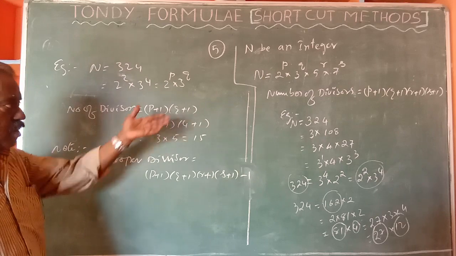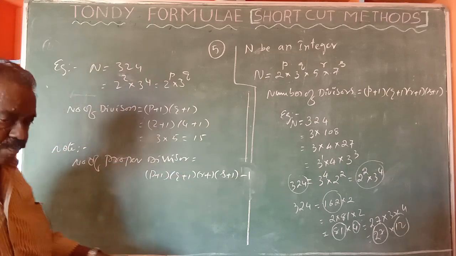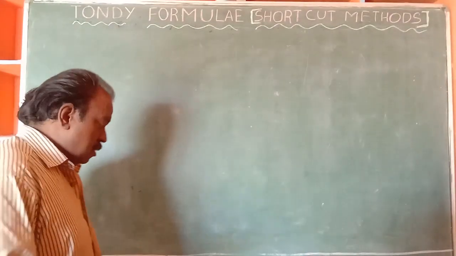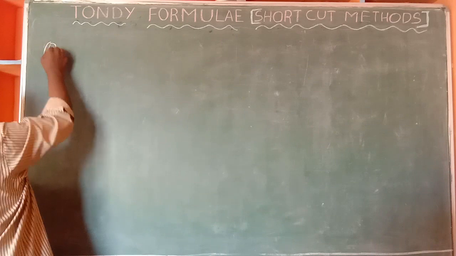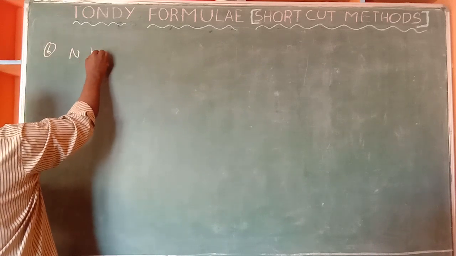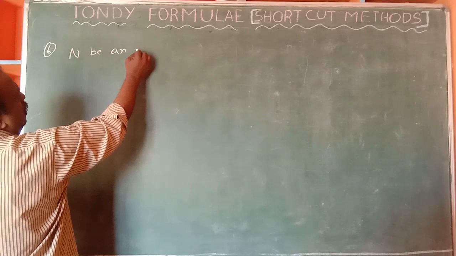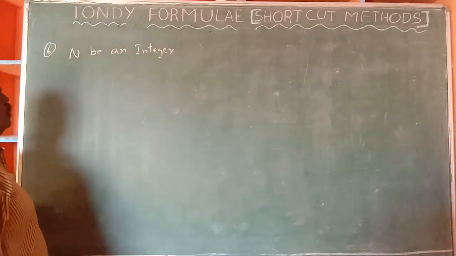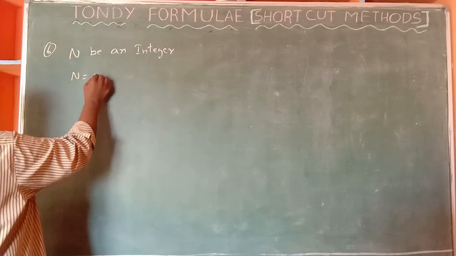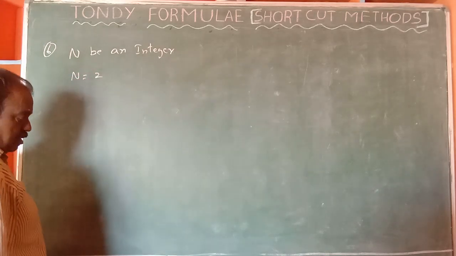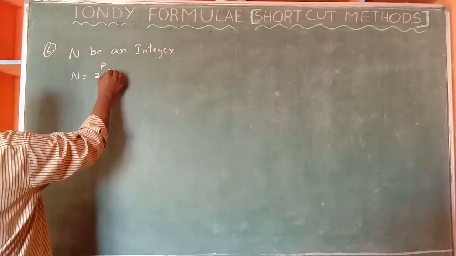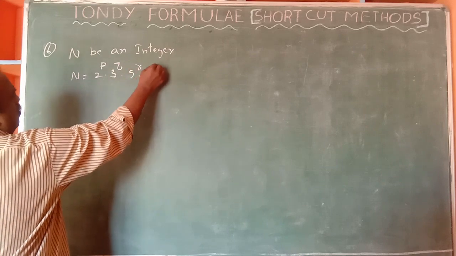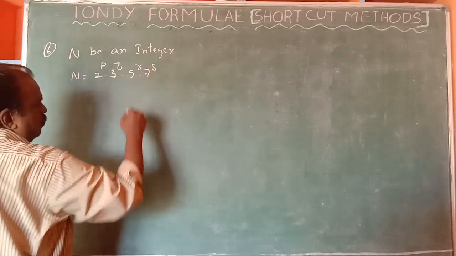Like this, we will solve so many things. I will tell it. Let n be a positive integer, and this can be written in the simplest form as 2 power p into 3 power q into 5 power r into 7 power s. Like this we take.